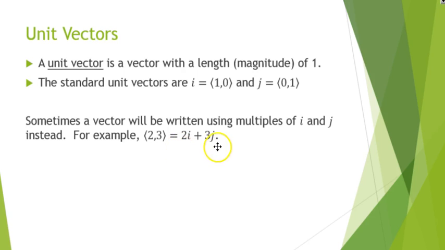So do make sure you understand how to write vectors using this. Essentially, you can just take the number in front of i, that's the number in the x component, and the number in front of j is your y component, since you're just multiplying them by 1.